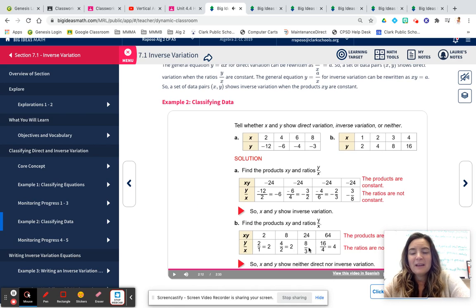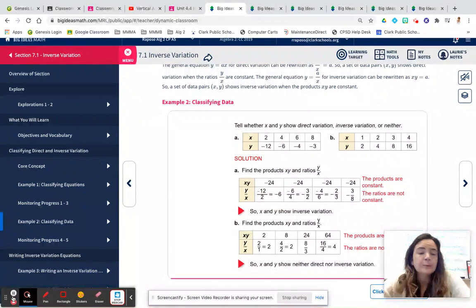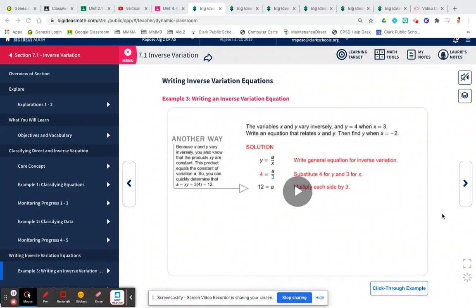So that one would be neither because it didn't show any of the relationships. But if we wanted one that was going to show direct variation, then we're going to have the same consistent number on the bottom here. Okay, so let's move on to the next example.